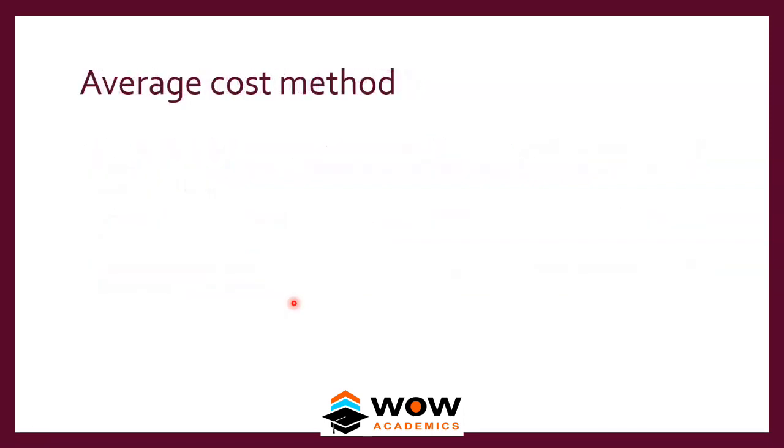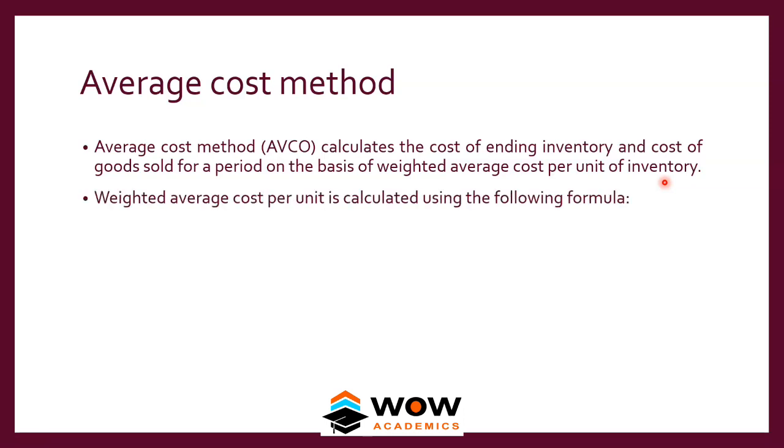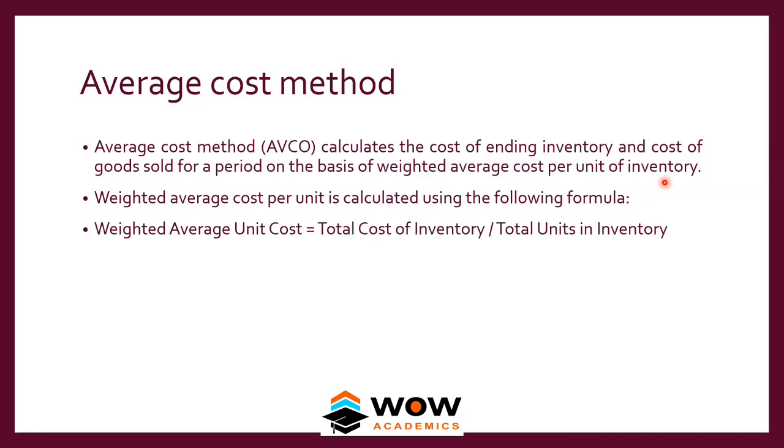So the next one is the average cost method. The average cost method calculates the cost of ending inventory and the cost of goods sold for a period on the basis of the weighted average cost per unit of inventory. So here, whenever something is bought, we immediately find an average, and this average is the price at which we have to value the inventory. We'll do a problem for this. So how do we find out the value?